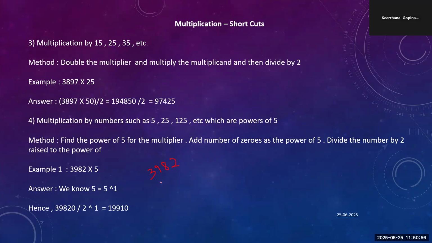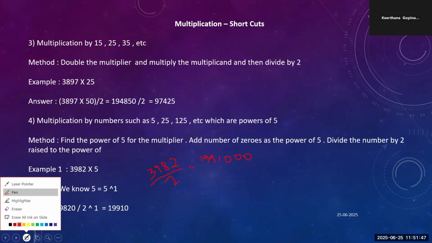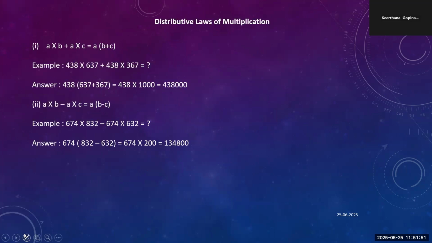Are you doing this? 3982 divided by 2. What will we get? 2 nines are 18. 1 2 is 2. After this, 3 zeros. This is the answer, no? Yes, sir, now I'm getting it. So this reduces the speed. You have spent more than 2.5 minutes on this. We will not have that much time when we are actually writing a test. Now moving on.